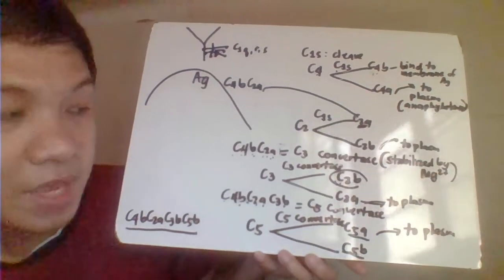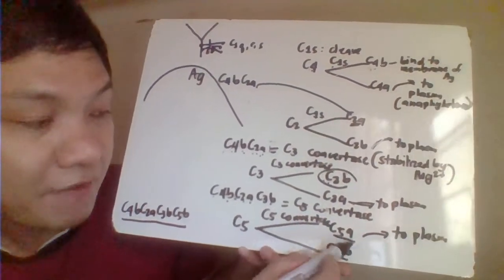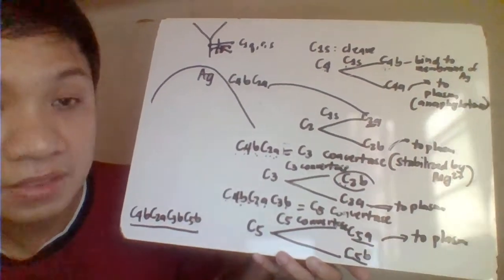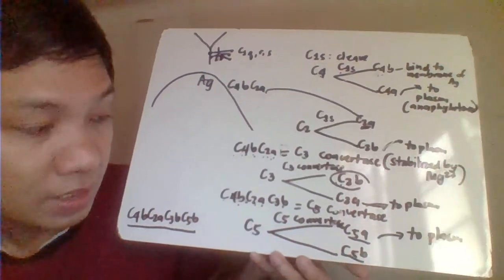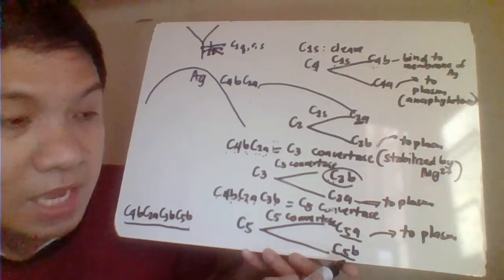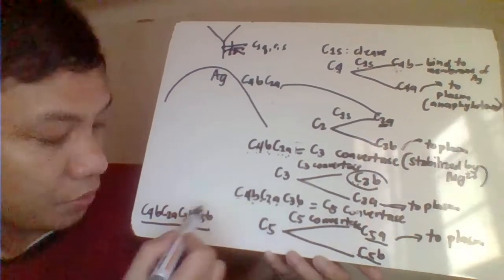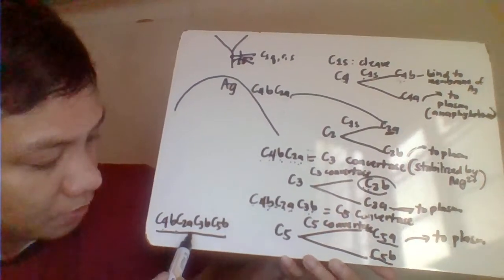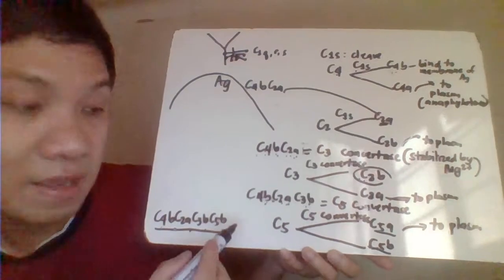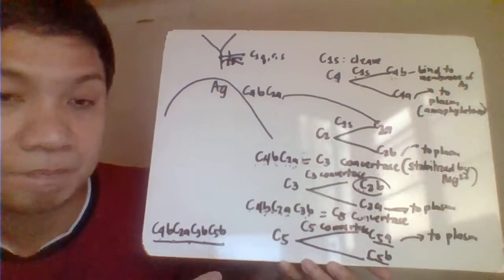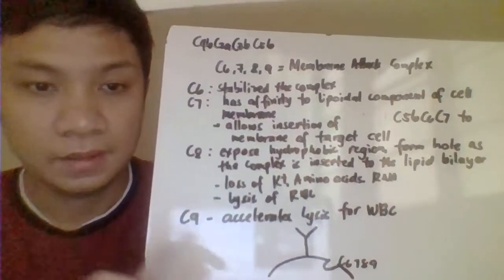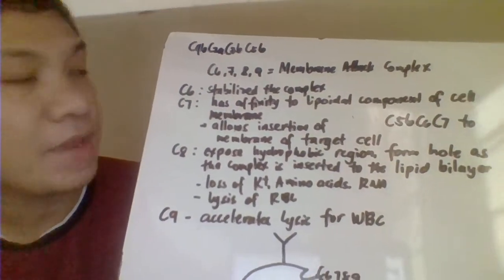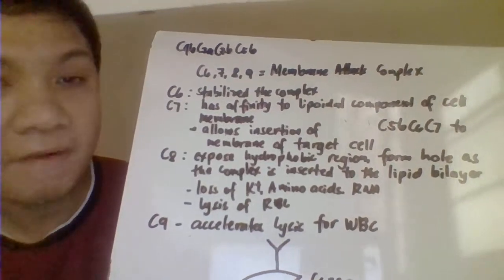we have your C5b. The C5a will be released to your plasma because it can act as an anaphylatoxin and chemotoxin. And the C5b will add to your C4b, C2a, C3b complex to become C4b, C2a, C3b, C5b.